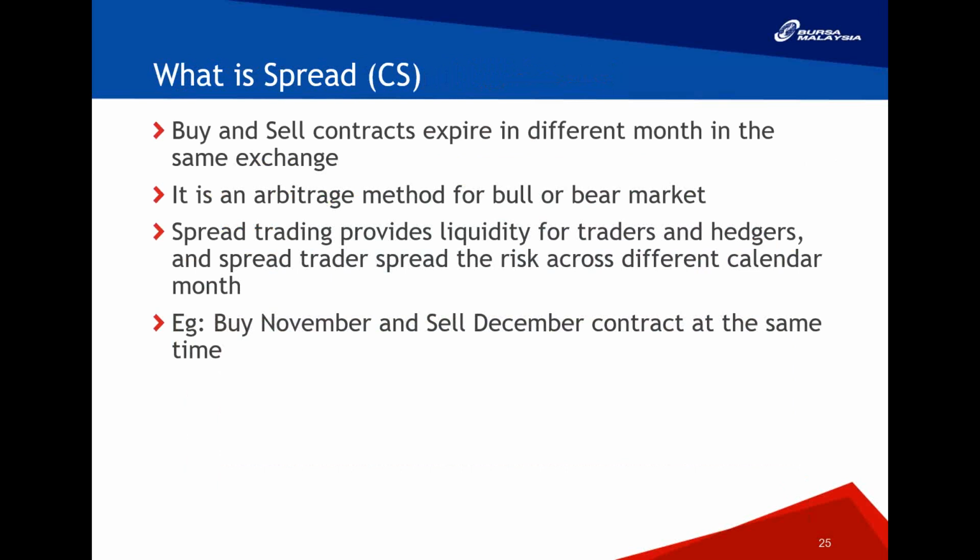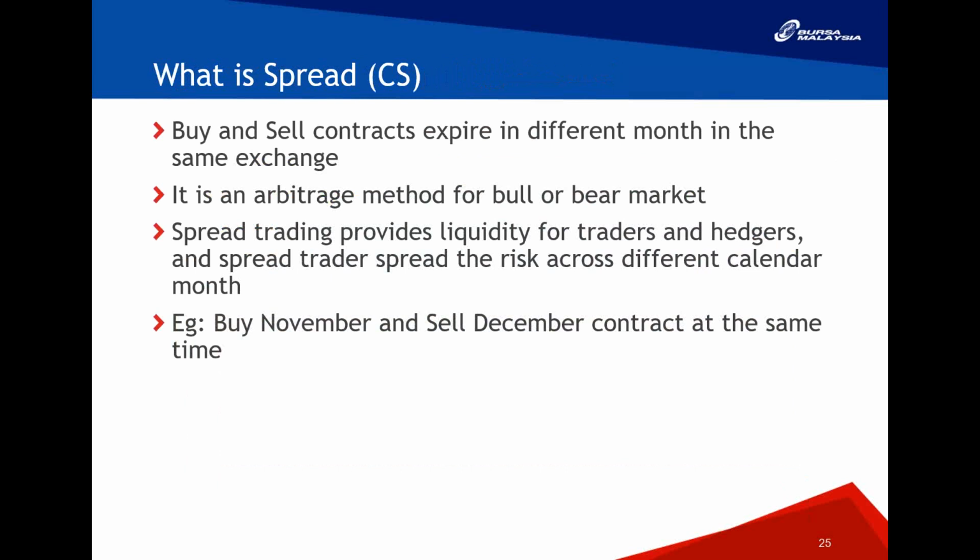Okay, this is an arbitrage method for a bull or bear market. The market is either up or down, right? Or sideways. Sideways is actually up and down, but in a very small range. So you arbitrage it, theoretically. Spread trading also provides some liquidity to traders or hedgers, because most of the volume that you might see in trading CPO sometimes actually comes from spread. And the spread trader also spreads the risk across different calendar months. We provide some liquidity to the market, but we also spread the risk across different months as well.